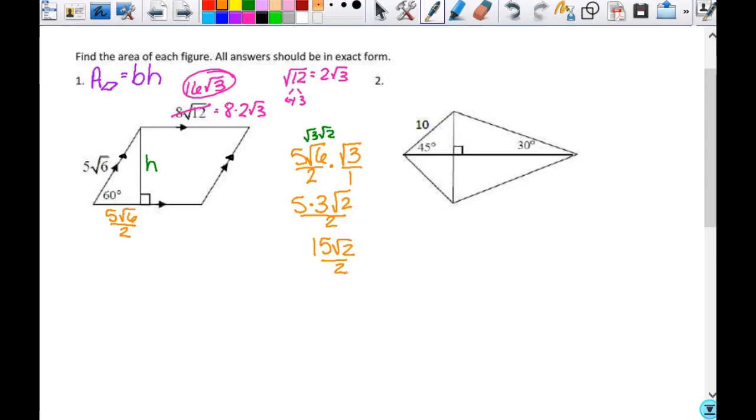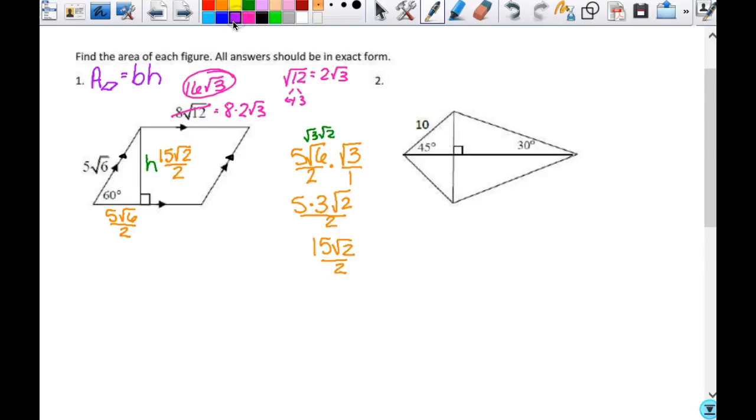The height. Don't try and just label everything, especially when you have to do weird things and multiply square roots. Write it out somewhere and figure it out so that you're not doing weird things in your head. Okay, so this is the height. This is 15 square root of 2 over 2.